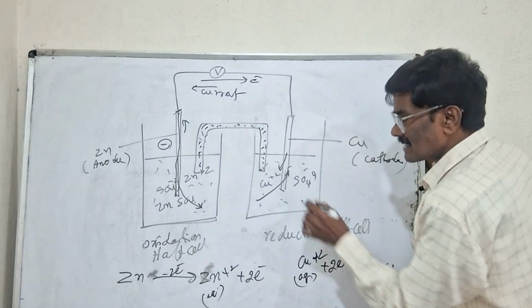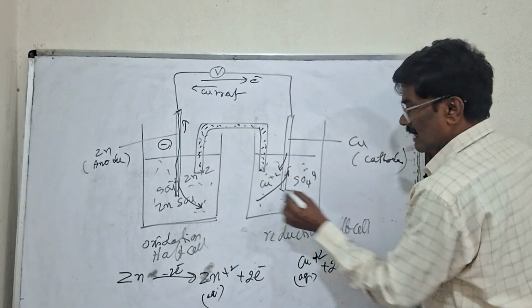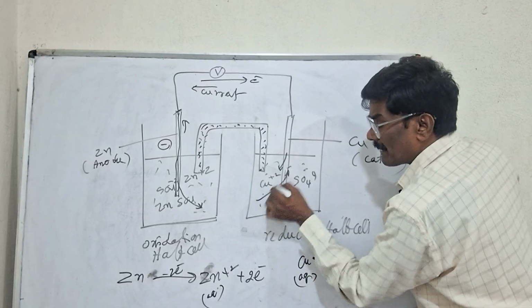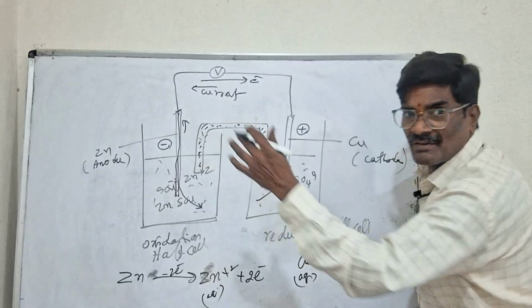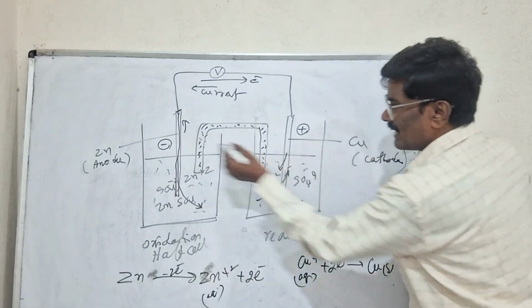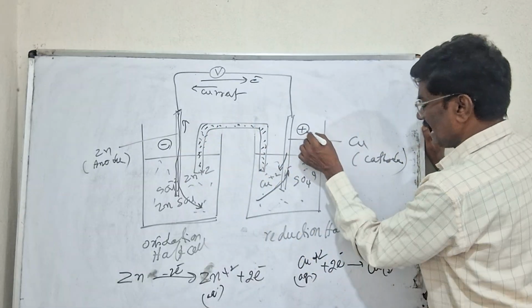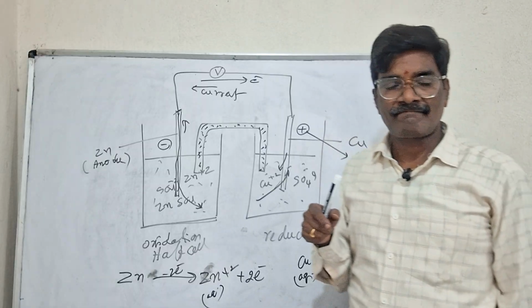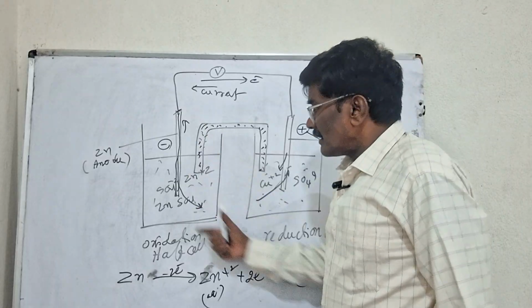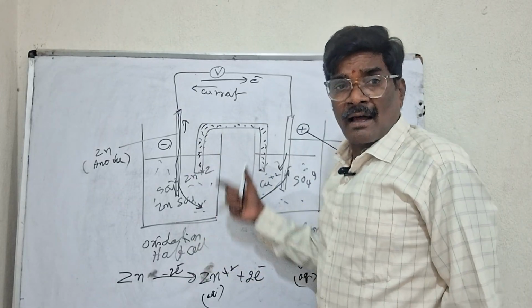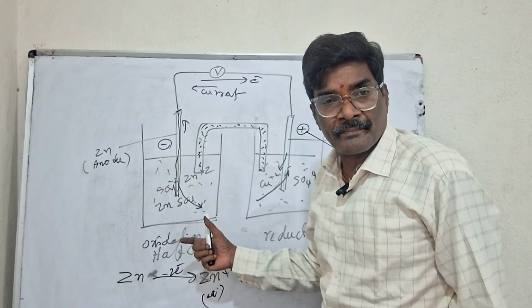Now, what is here? This becomes negatively charged. But here, Cu2+ ions are deposited, so this rod becomes positively charged. It means this is the anode, and this is the cathode. So this reaction takes place until it reaches equilibrium.